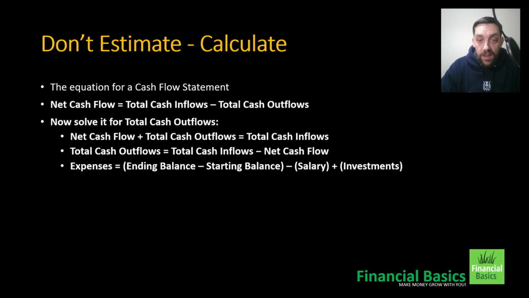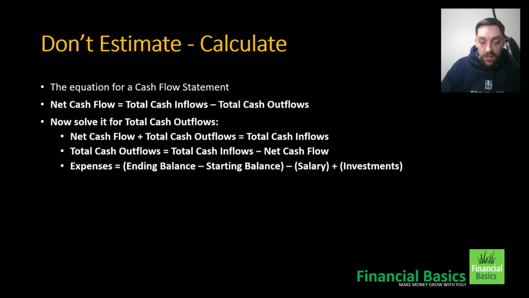So the question is, how do you actually specifically work out what your expenses are? Dave Ramsey or Ramit would say, start with estimating, and then as you progress, get more and more accurate. But actually we can just borrow a formula from a cash flow statement from accounting, and the formula is net cash flow is equal to total cash inflows less total cash outflows. If you just rearrange that equation and solve it for total cash outflows, you end up with total cash outflows is equal to total cash inflows minus net cash flow.